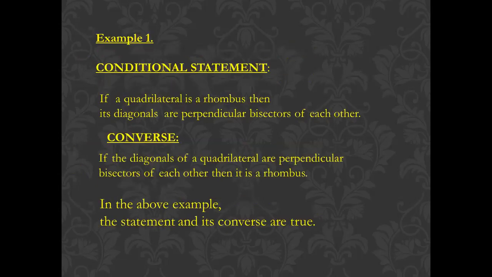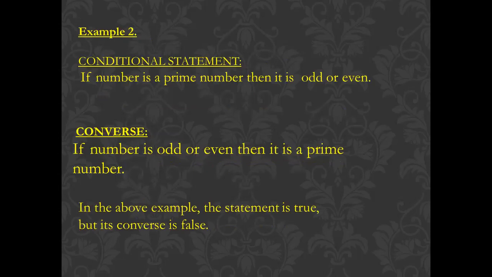We discussed two examples. First one, if a quadrilateral is a rhombus, then its diagonals are perpendicular bisectors of each other. Its converse is if the diagonals of a quadrilateral are perpendicular bisectors of each other, then it is a rhombus. This statement and its converse are true. But if a number is a prime number, then it is odd or even. Its converse is if a number is odd or even, then it is a prime number. In this example, the statement is true, but its converse is false.